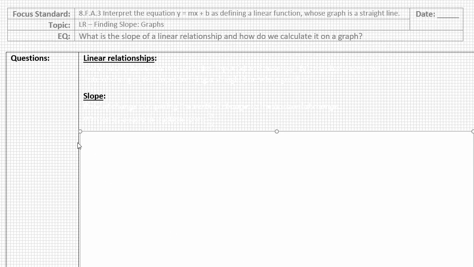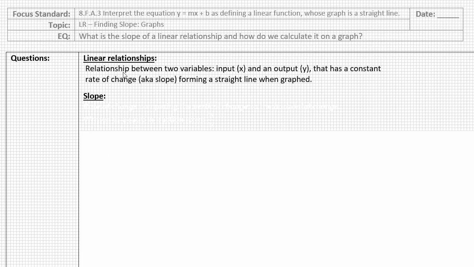So let's start today by defining the vocab used in our essential question here: linear relationships, and slope, which is a new vocab word. So let's dive in and get the definition of these two words. A linear relationship is a relationship between two variables, an input variable and an output variable. Usually we use x and y to represent those variables, especially when graphing. And the thing that's special about this relationship is that it has a constant rate of change, also known as slope, that forms a straight line when graphed.